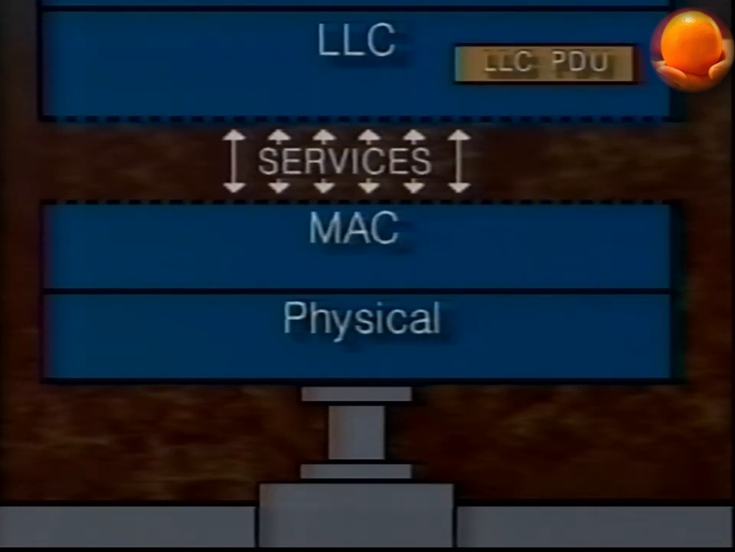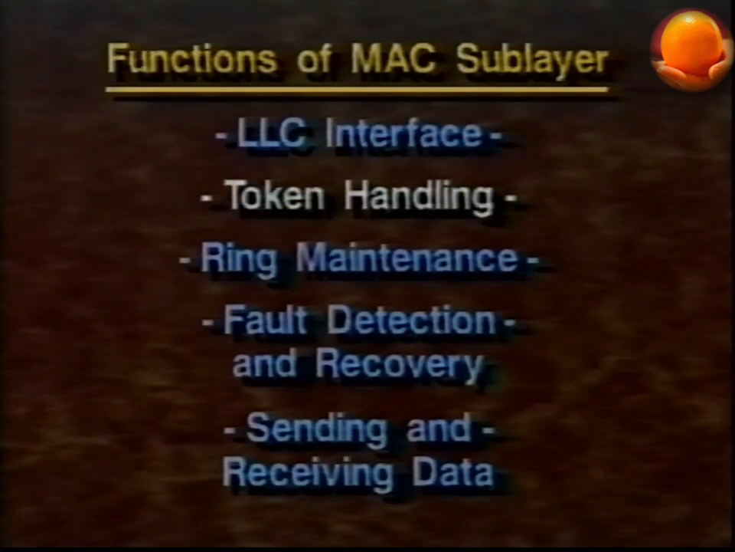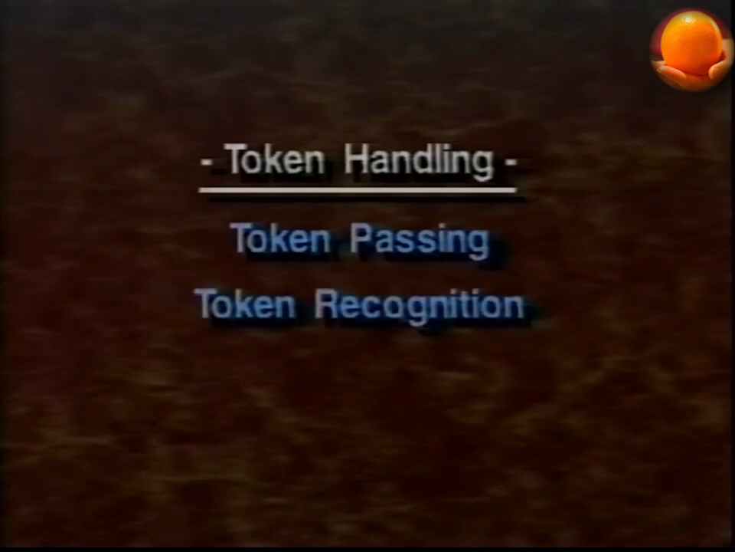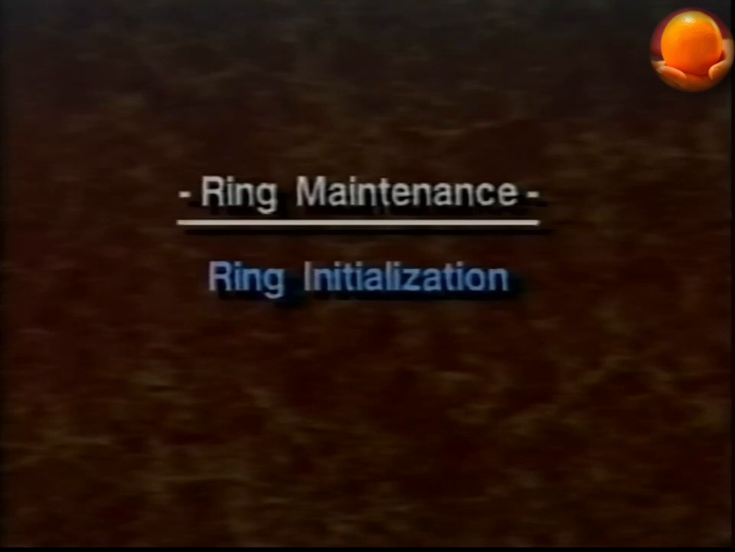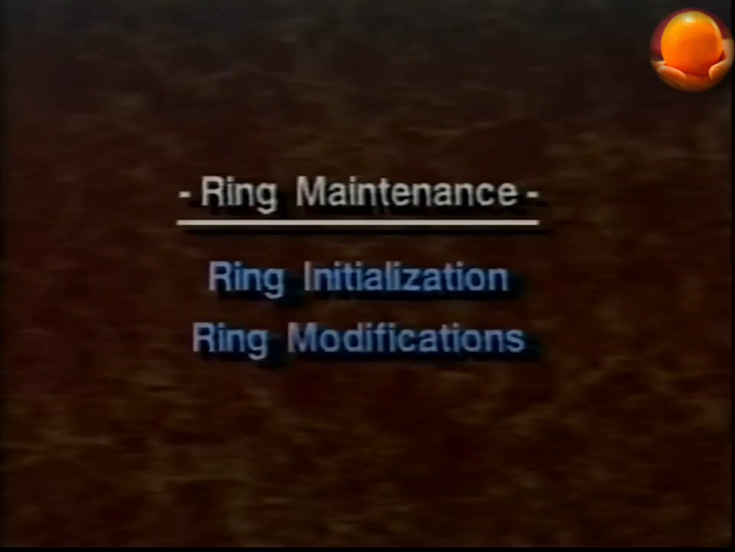The token handling function includes passing the token from one station to the next, recognizing a token when it is received, and optionally providing for the prioritization of protocol data units. For ring maintenance, the logical ring that the stations form needs to be initialized when the network is powered up and modified as stations are added or deleted.